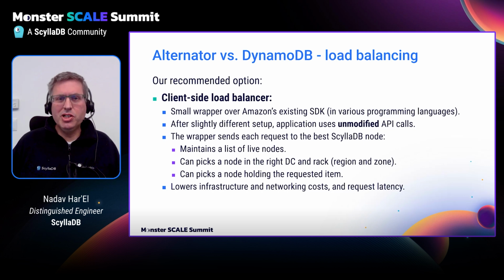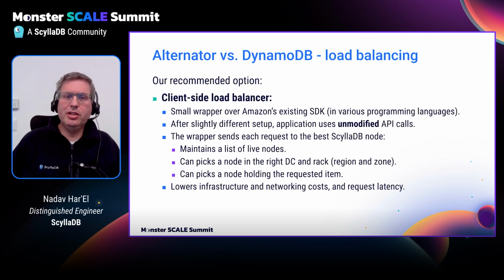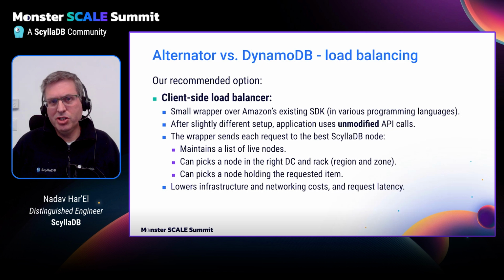Using a client-side load balancer can lower the infrastructure cost, because you don't have additional nodes for load balancing. It can lower the networking cost if you send the request to the right availability zone instead of crossing availability zones. And it improves the request latency. So this is why we usually recommend, if possible, to use a client-side load balancer.